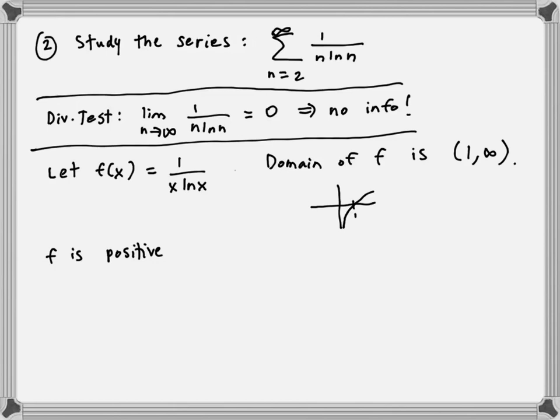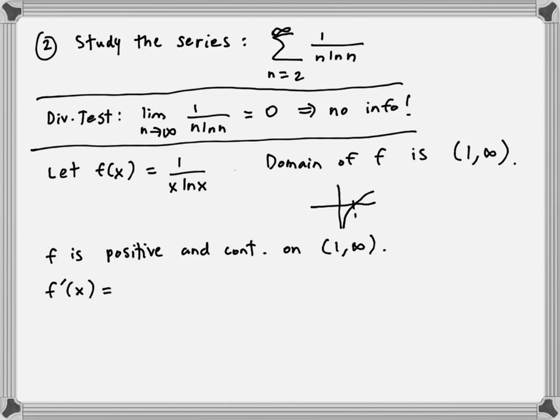And of course, it is continuous as well, right? Because ln and x are both continuous. So f is positive and continuous on 1 to infinity. Now, what about decreasing? Let's look at the derivative. What is f prime of x equal to?